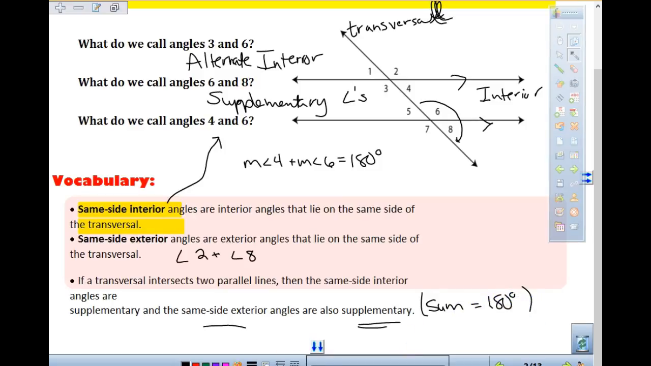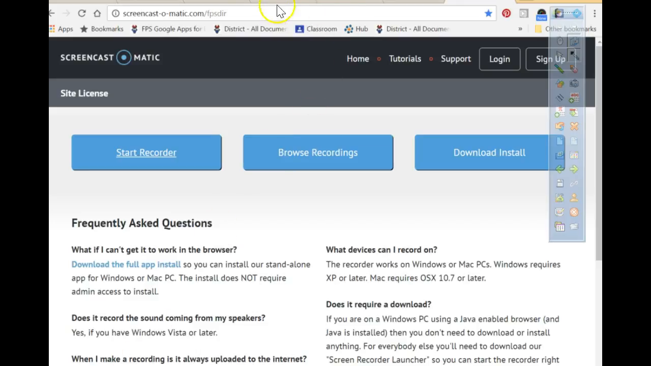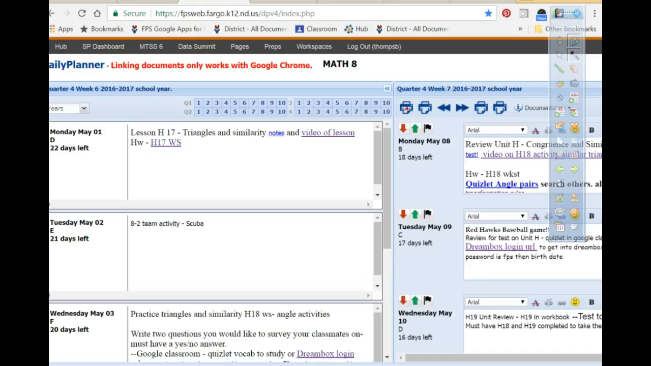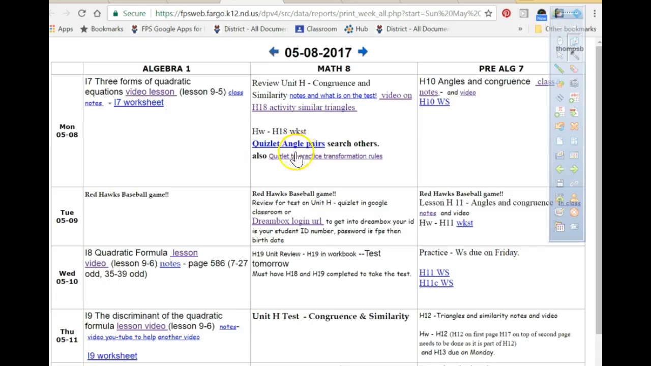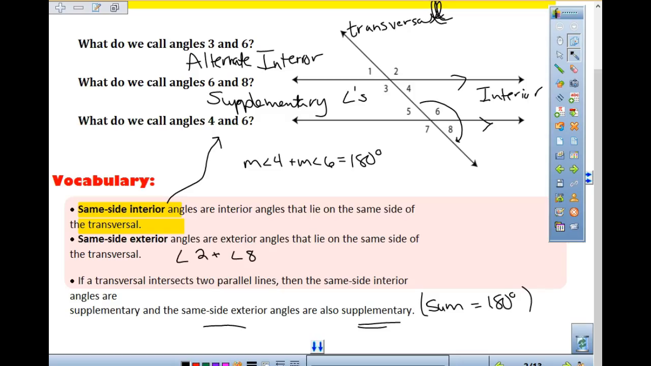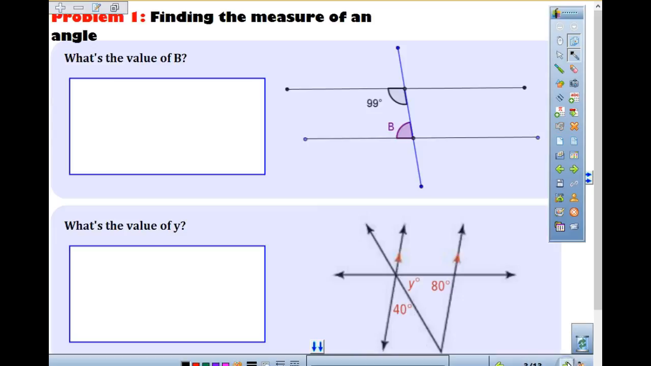Now, some of you might need to take a look at the daily planner. On the daily planner, yesterday we had the notes, but the other thing I go to is the Google Classroom. I put a lot of these up there for vocabulary, so if you're struggling with all these different types of angles, I would strongly suggest you take a look at them.